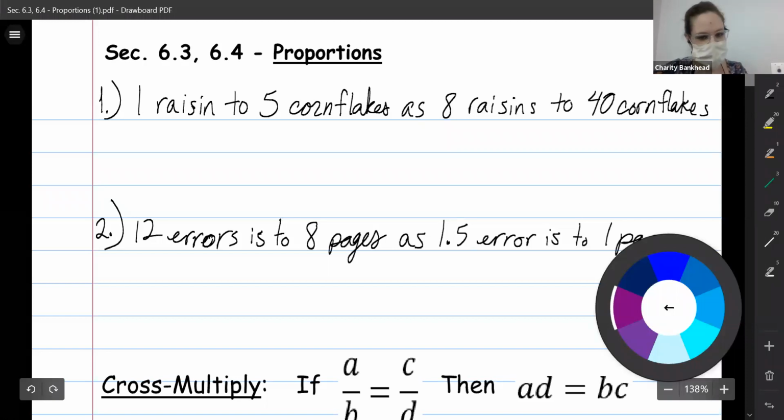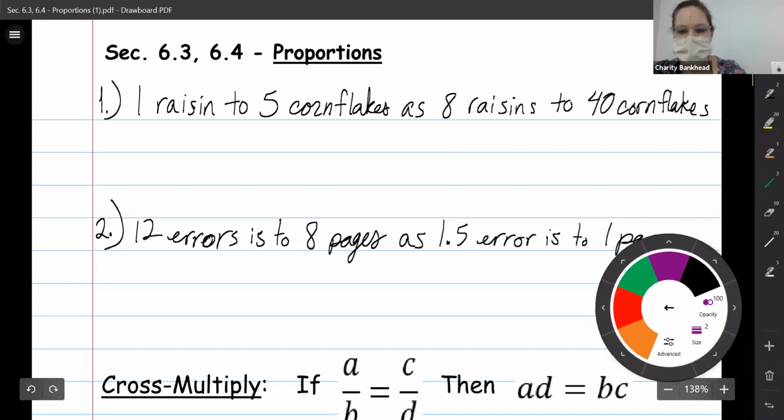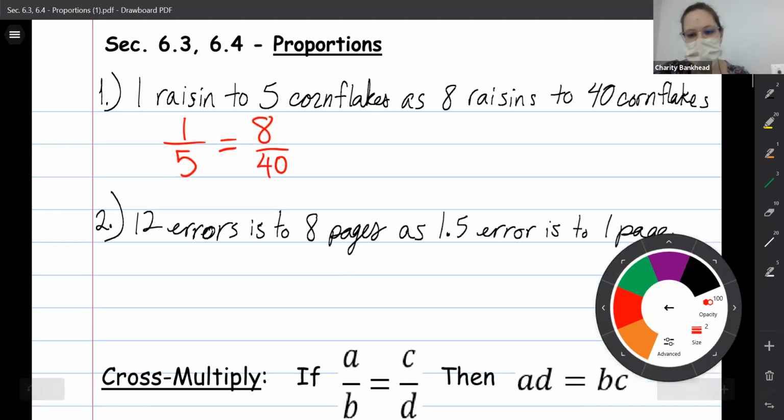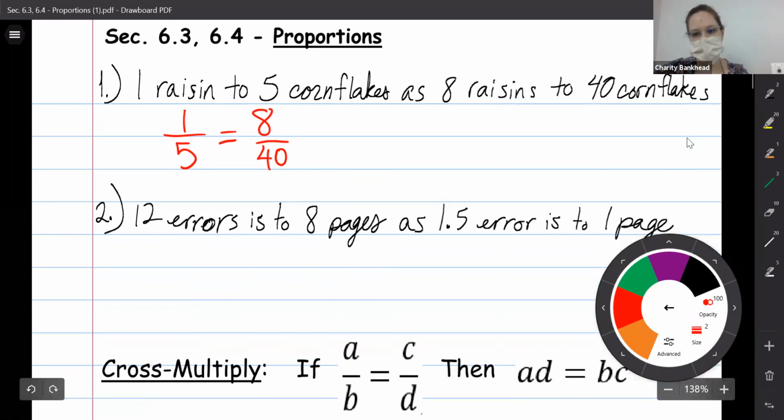All right, so a proportion is basically just an equation where you have one fraction or one ratio set equal to another one. So 1 raisin to 5 cornflakes is as 8 raisins is to 40 cornflakes. In other words, 1 over 5 equals 8 over 40. And 12 errors is to 8 pages as 1.5 errors is to 1 page. So we would write 12 over 8 equals 1.5 over 1.